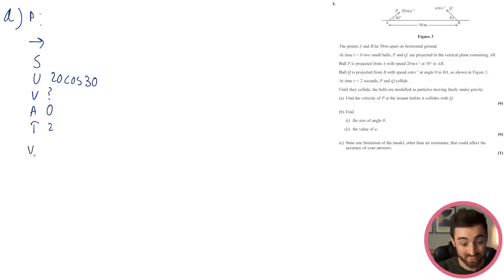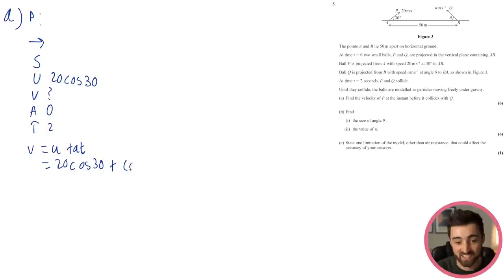I'll give you a little spoiler: because there's no acceleration, the velocity isn't going to change at all. But if you wanted to prove that, you would say V equals U plus AT, which equals U, 20 cos 30, plus A, which is 0, times 2. So it's 20 cos 30. Vertically, there might be a tiny bit more work. So let's have a look. Set up our SUVAT again.